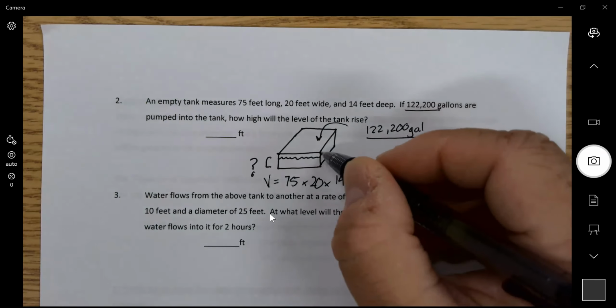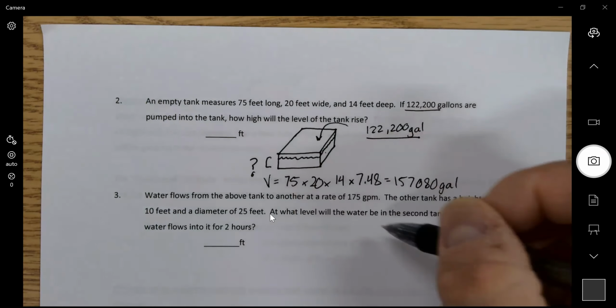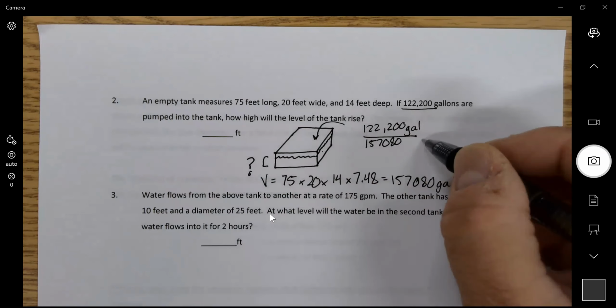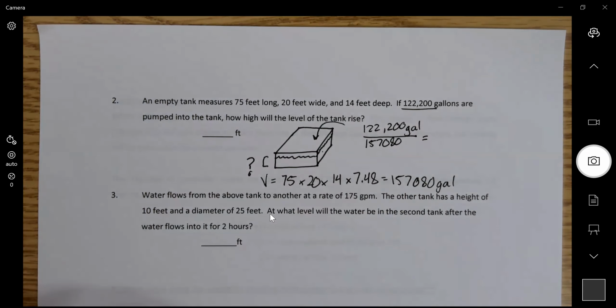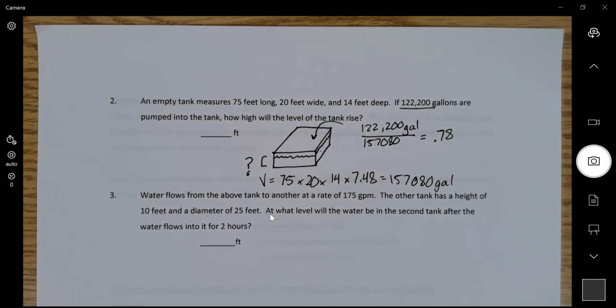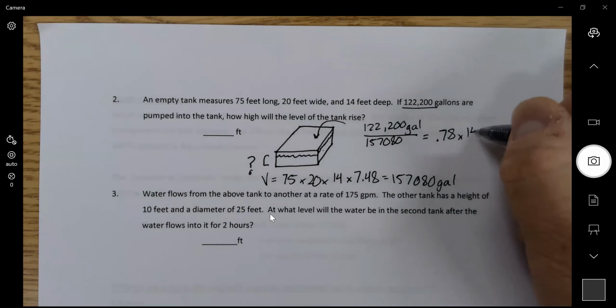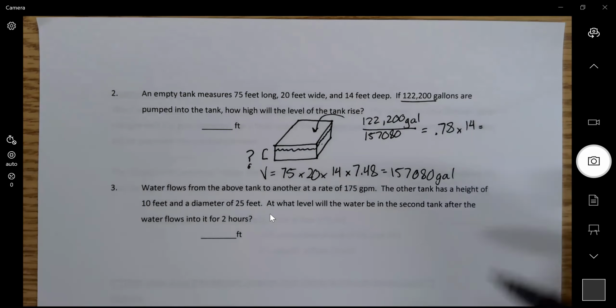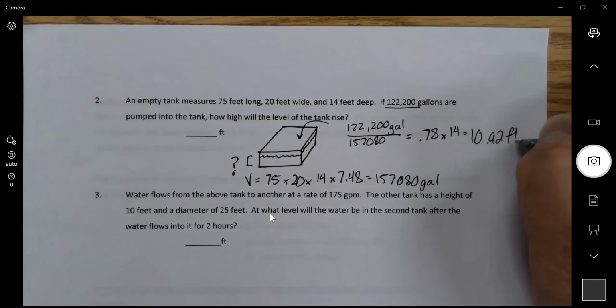Because remember, as you fill this, the only thing that changes is the height or the water level, right? It is not the length or width. Those wouldn't change, but the depth will change. So 122,200 divided by 157,080 gives me 0.78, or 78%. So 78% of the tank is full, and that represents the height, because the only thing that ever changes is the height of the tank. So I need to times that by 14. So 0.78 times 14 will give me 10.92 feet.